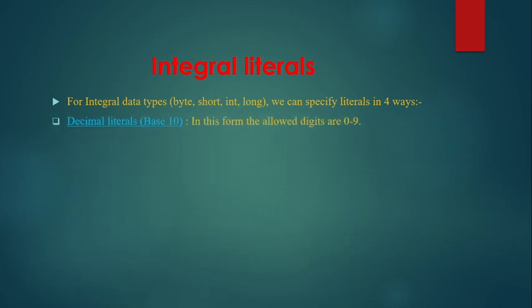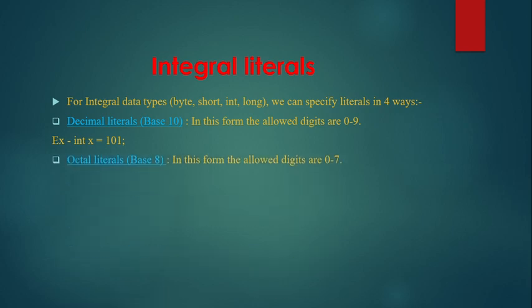Now let's discuss the types of literals. So basically there are 4 types of literals. The first type is integral literal. For integral data types, that is byte, short, int and long, we can specify literals in 4 ways. First one is decimal literals. Those literals which have base 10, where the allowed digits are 0 to 9. For example, int x = 100.